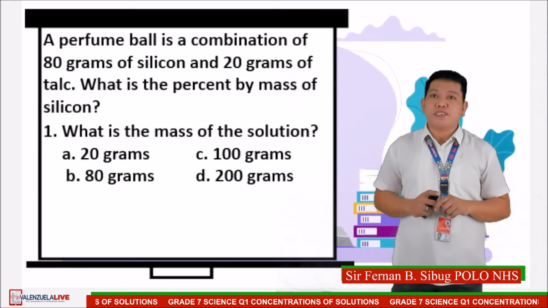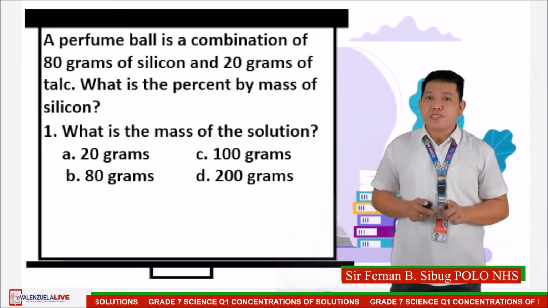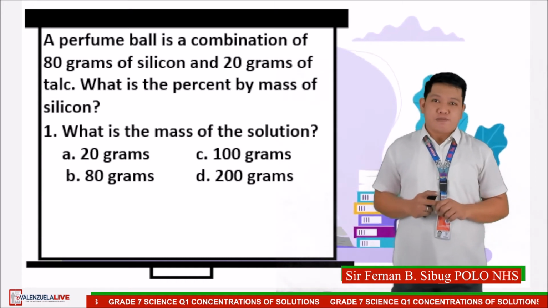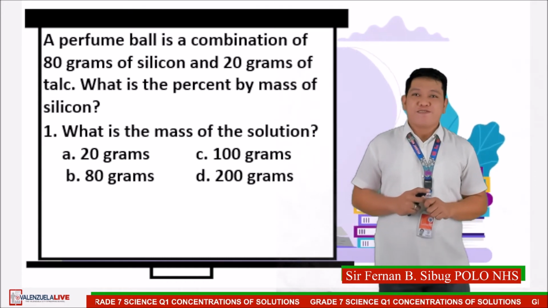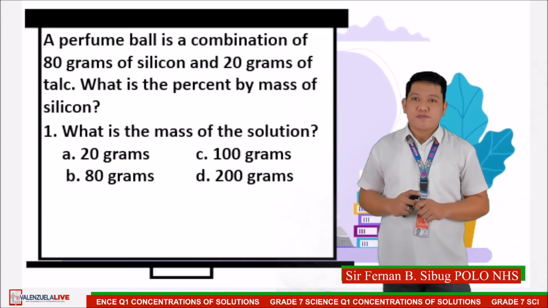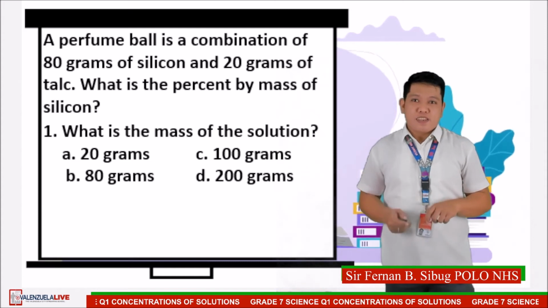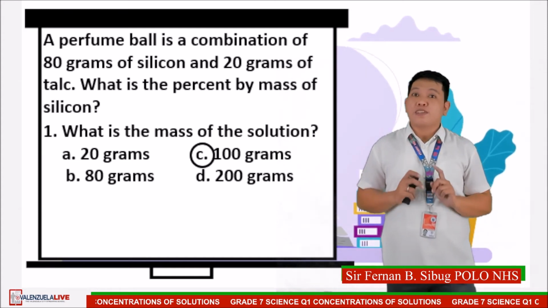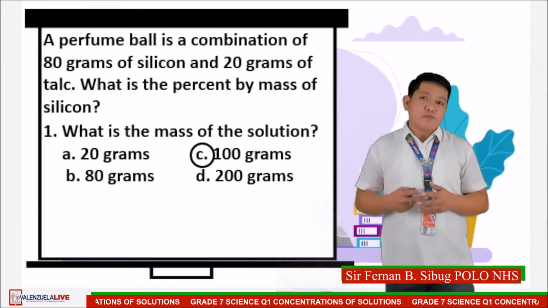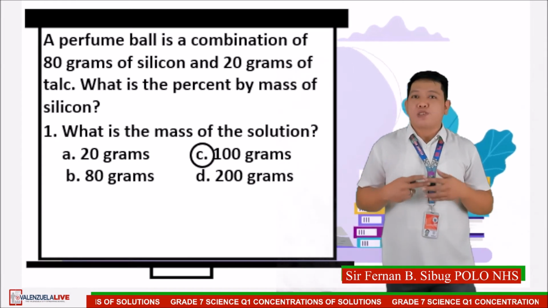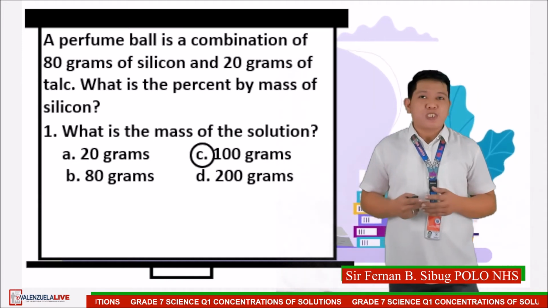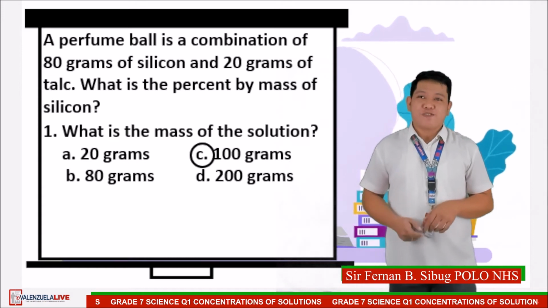A. 20 grams. B. 80 grams. C. 100 grams. And D. 200 grams. Type in your answer. Correct. The correct answer is letter C, 100 grams. Again, in order to get the mass of the solution, we will add the mass of the solute and the mass of the solvent. So 80 grams plus 20 grams, we will have 100 grams.